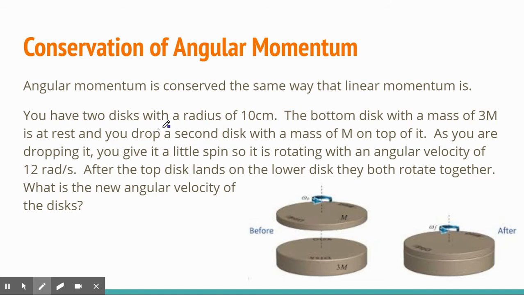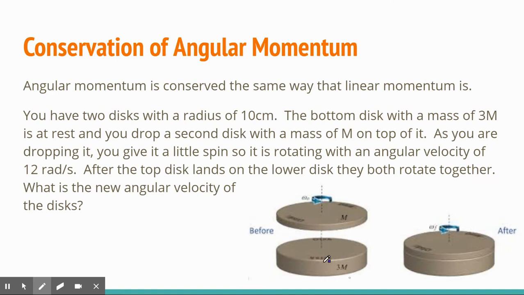So here I have two disks with a radius of 10 centimeters. The bottom disk has a mass of 3m and is at rest, and I drop a second disk with a mass of m on top of it. As you are dropping it, you give it a little spin so it is rotating with an angular velocity of 12 radians per second. After the top disk lands on the lower disk, they both rotate together. What is the new angular velocity of the disks?